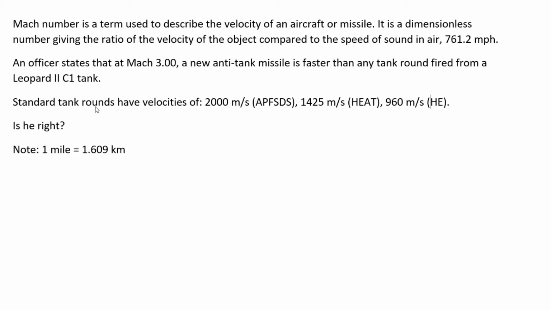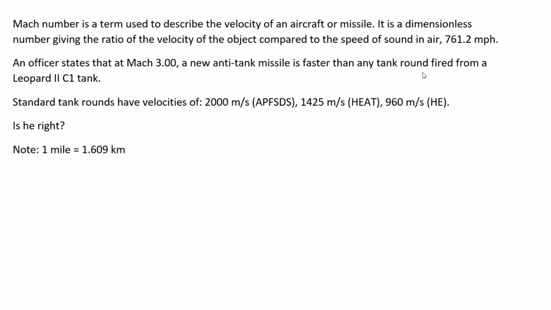All right. Standard tank rounds have velocities of 2,000 meters per second for an APFSDS. That's an armor-piercing, fin-stabilized, discarding sabot. 1425 meters per second for a high-explosive anti-tank. And 960 meters per second for just an HE round. Is he right?